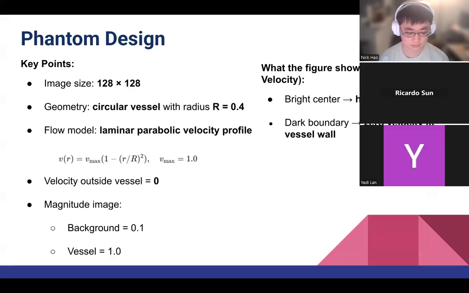Outside the vessel, the velocity is set to 0. For the magnitude image, we assign an intensity of 1 inside the vessel and 0.1 in the background. This simple phantom gives us a clean, interpretable test case for validating the PC MRI pipeline. Next slide, please.